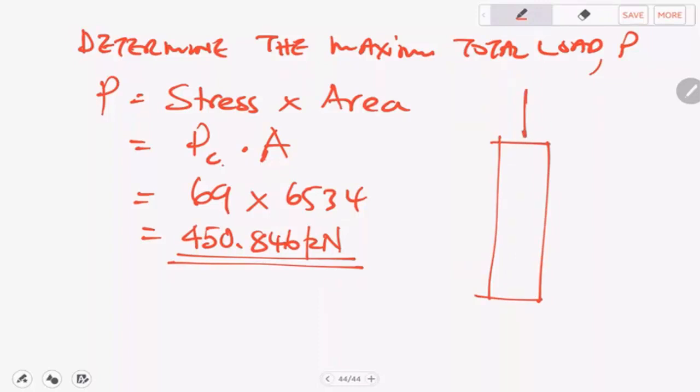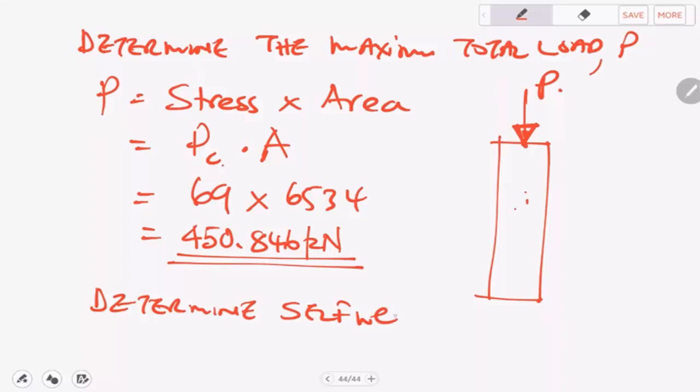But this force includes the self-weight of the column. So we need to subtract the self-weight from this 450 so that we see the maximum applied load, P. Right. So determine dead load: determine self-weight of column.